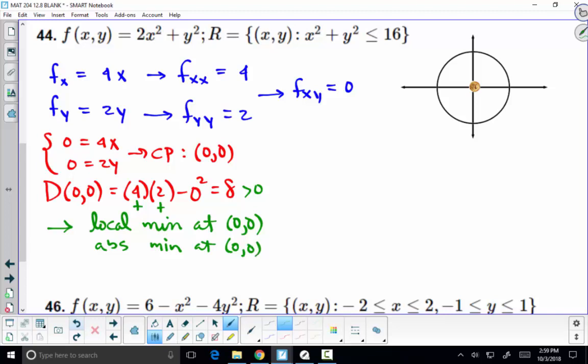You also can look at this function. You see that it's a paraboloid, and that origin corresponds to the lowest point on the paraboloid, so you know that it's going to be absolute also. Now, if this was an unincluded boundary, there would be no absolute max. But we've included the boundary, so now we have to analyze the boundary. The boundary is x squared plus y squared equals 16.